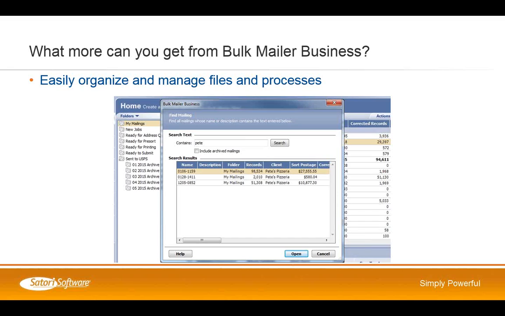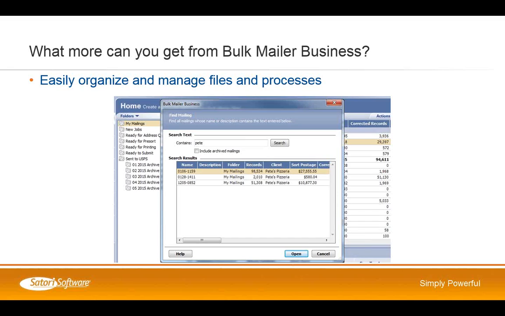If you click on the Actions button on the left hand side, there's an option there called Search, and you can search using any term, because it could be the name of the mailing, anything in the description, which folder it's in, any of that information. In Bulk Mailer Business, you can also search for the client. When you create a mailing, you assign the client to that mailing. Then inside the search you can search for the name of that client, and all the jobs that are associated with that client will appear.